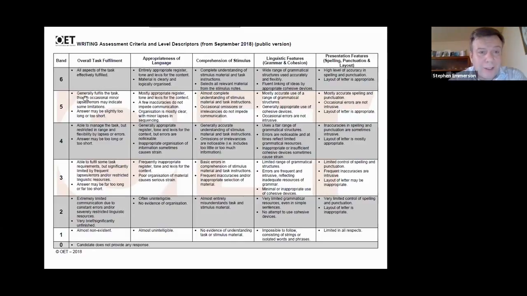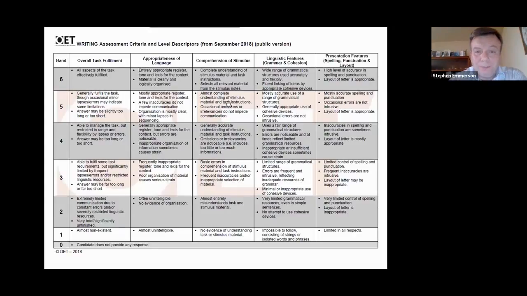So generally fulfills the task, though occasional minor lapses, errors may indicate some limitations. Answer may be slightly too short or too long, so slightly. Appropriateness of language, mostly appropriate register and tone, lexis for the context. A few inaccuracies do not impede communication. So again, if the reader's reading it, there won't be any misunderstanding. So we have to put ourselves again in a real life situation. We don't want the reader to misunderstand some of that information. Organization is mostly clear, minor lapses in sequencing.